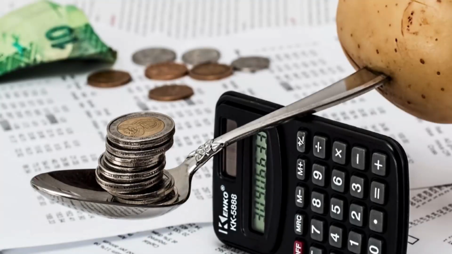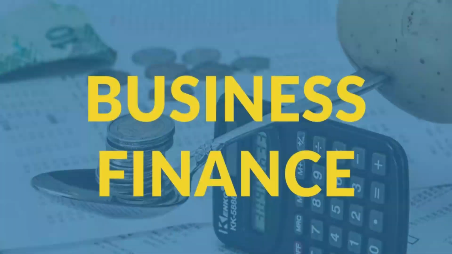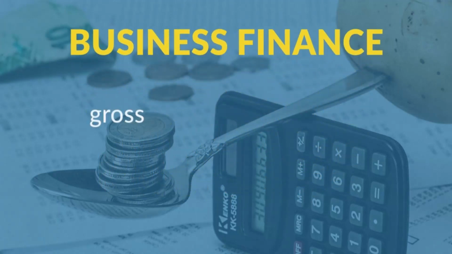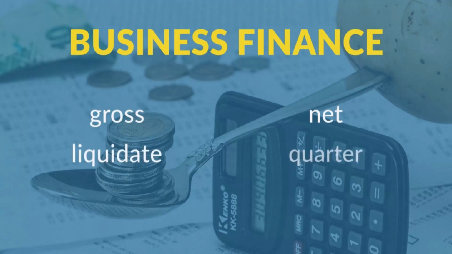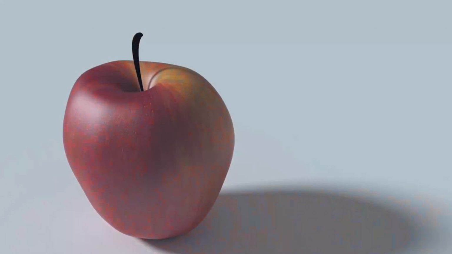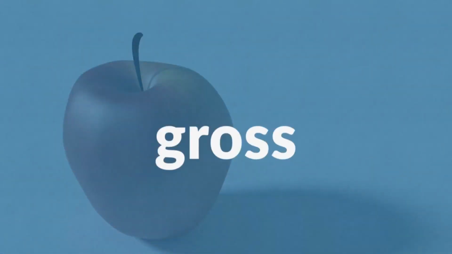In this lecture, we're going to look at 7 words connected to business finance, business money. And the 7 words are gross, net, liquidate, quarter, return, tariff, quota. The first word is gross. Gross. The word gross, when talking about money, means total, the whole amount.